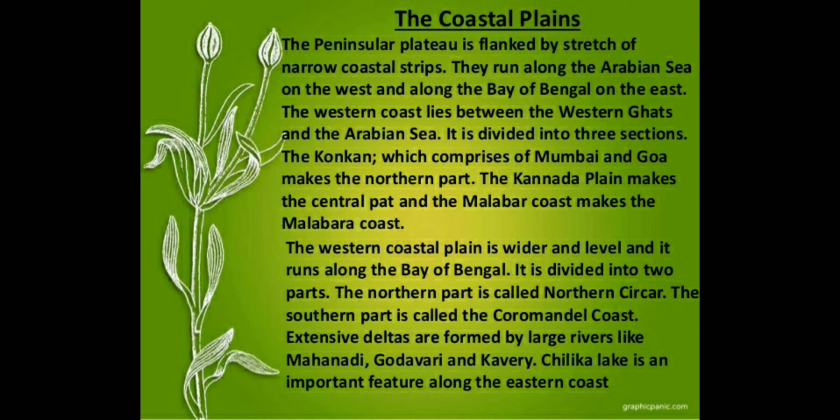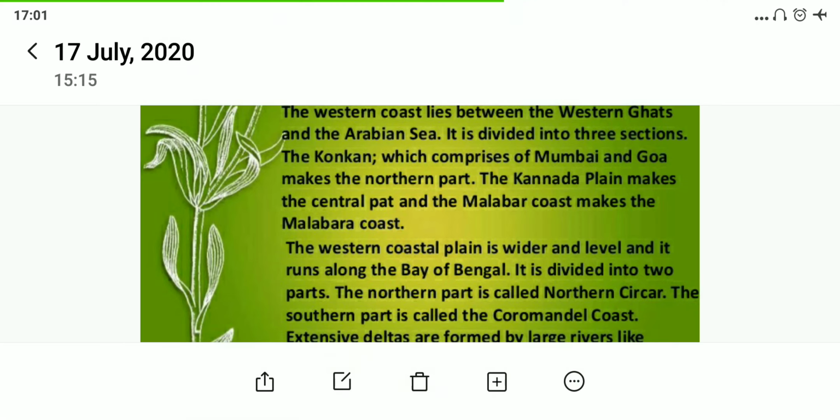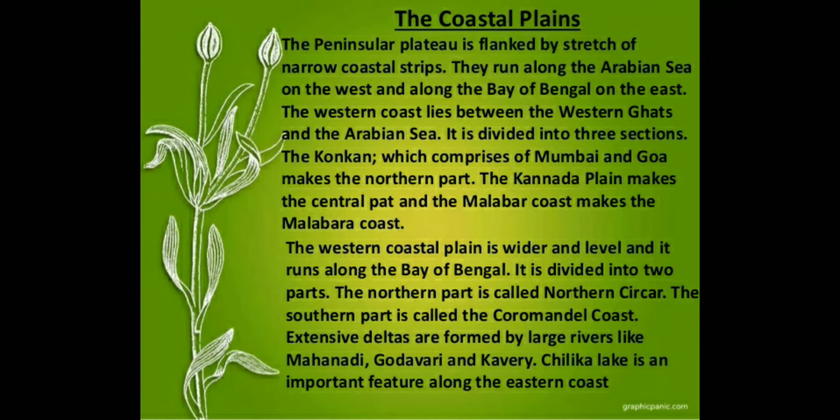The eastern coastal plain is wider and a level plain, and it runs along the Bay of Bengal. It is divided into two parts. The northern part is called the Northern Circars, and the southern part is called the Coromandel Coast. Coromandel Express, you must have heard the name. Extensive deltas. A delta is like a Bengali bow, a triangular shaped land. Sundarbans, we know the name.